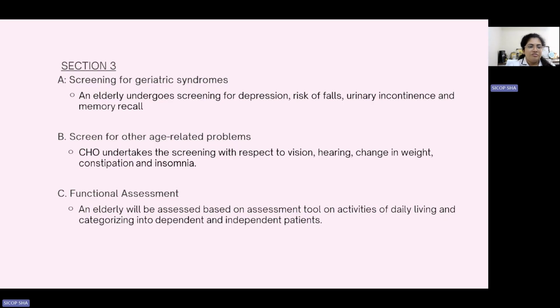Section 3 is the screening for geriatric syndrome. An elderly person undergoes screening for depression, risk of fall, urinary incontinence, and memory recall. Next, it does screen for other age-related problems. So the medical officer or CHO undertakes the screening with respect to vision, hearing, change in weight, constipation, and insomnia. Functional assessment: the elderly will be assessed based on the assessment tool on activities of daily living and categorized into dependent and independent patients.